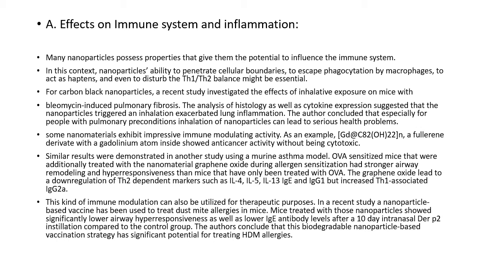OVA sensitized mice that were additionally treated with the nanomaterial graphene oxide during allergen sensitization had stronger airway remodeling and hyperresponsiveness than mice that had only been treated with OVA. The graphene oxide led to a downregulation of Th2-dependent markers such as IL-4, IL-5, IL-13, IgE, and IgG1, but it increased Th1-associated IgG2a. This kind of immune modulation can also be utilized for therapeutic purposes.